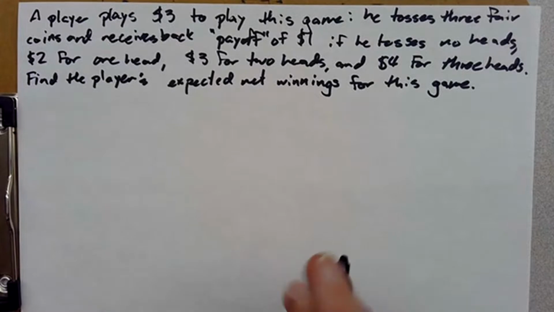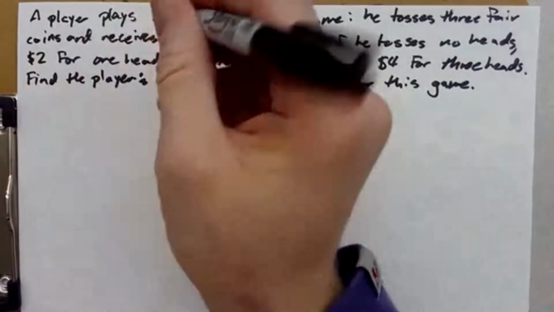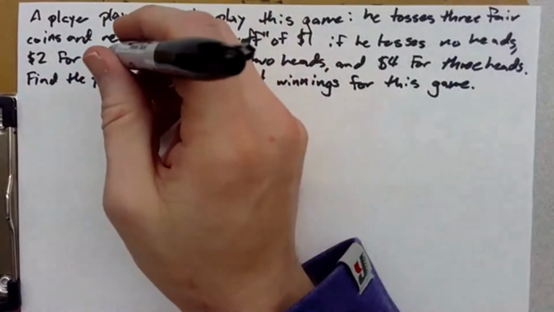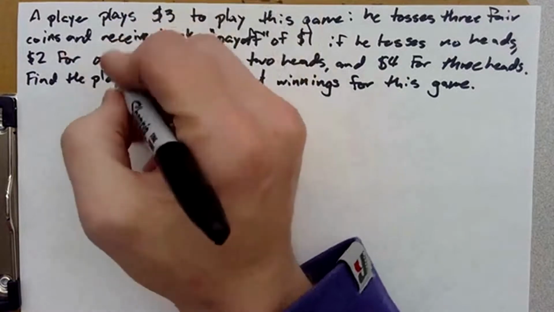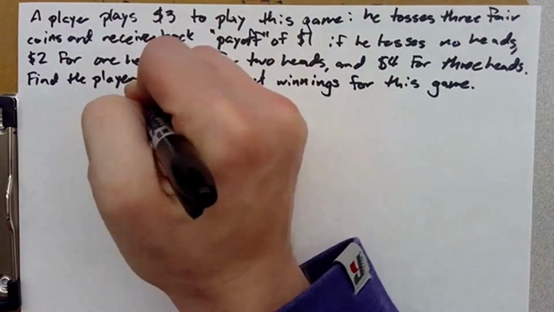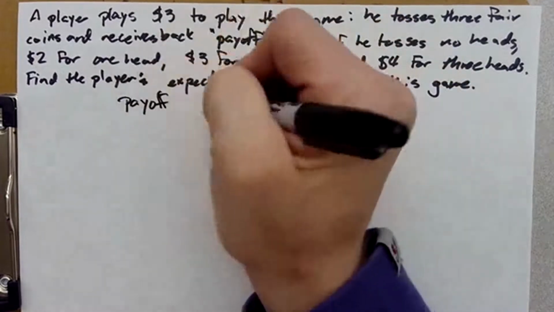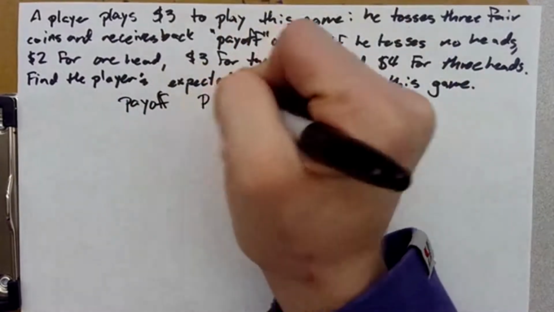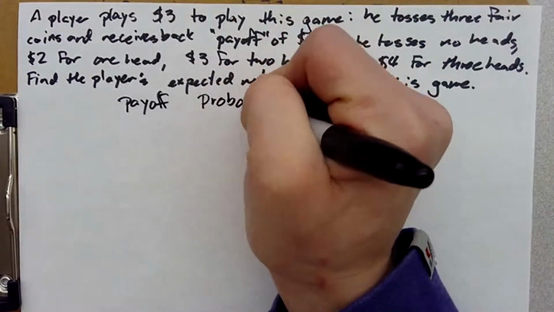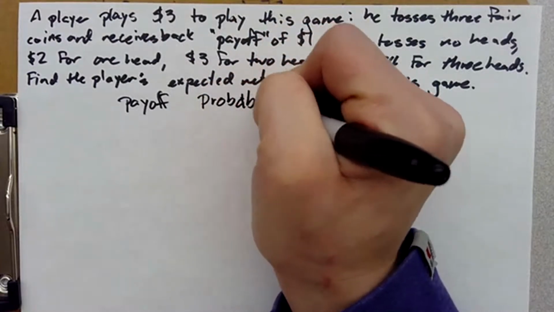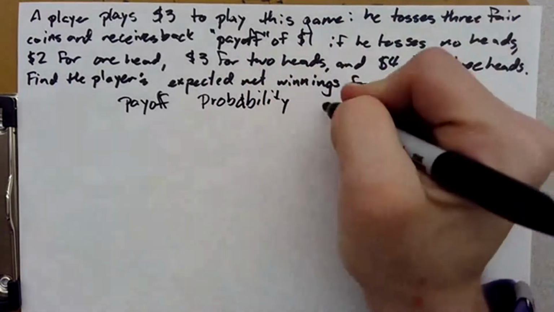Okay, well, again, we set up our table. Here is the payoff, the probability of the payoff, which is just going to be the probability of having that particular number of heads, and the product.